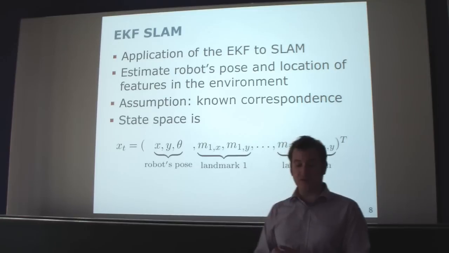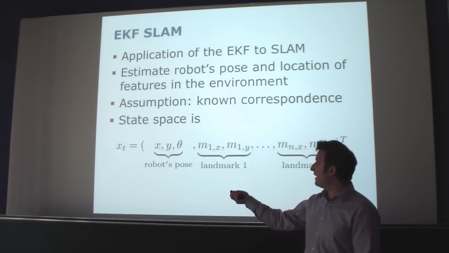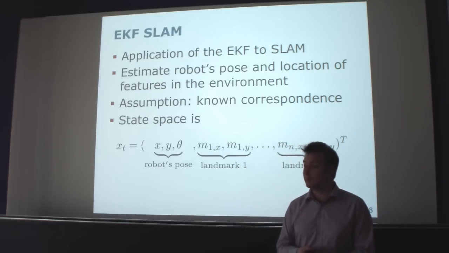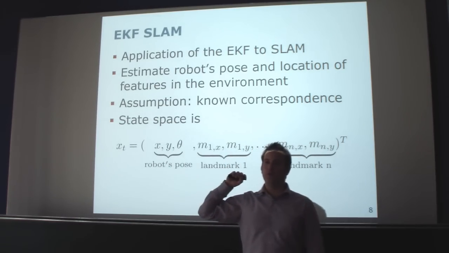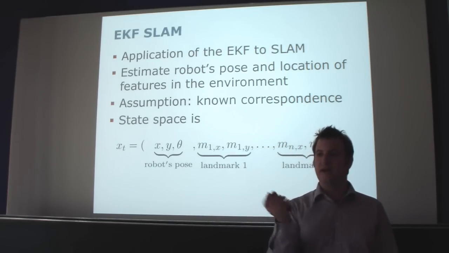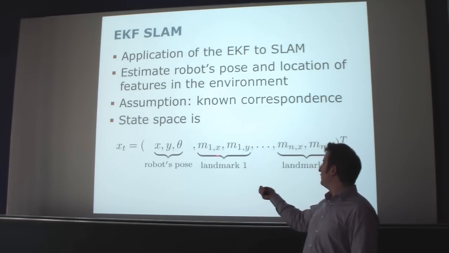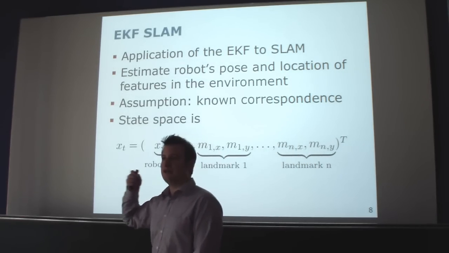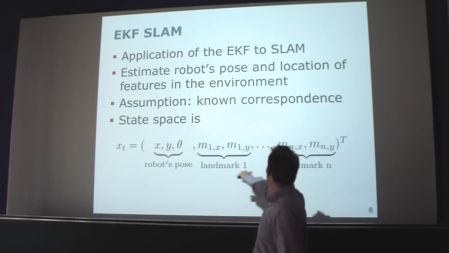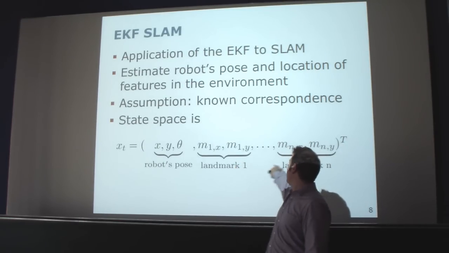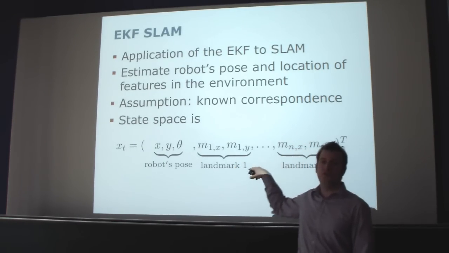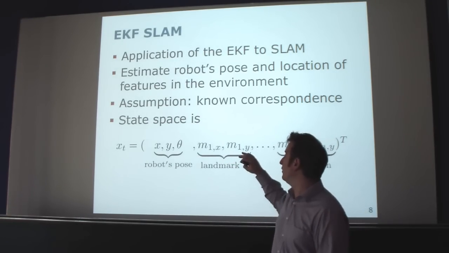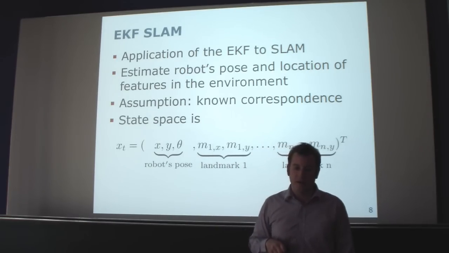So the state space we are considering, xt, is a 3 plus 2m dimensional vector, where the 3 dimensions are for the robot's pose, its x location, its y location, and its orientation theta, plus 2 dimensions for every landmark, because in this example I want to estimate the xy location of the landmarks in the space. So if I have n landmarks, I have 3 plus 2n dimensionality of the state. Okay, so this is the way the state looks.